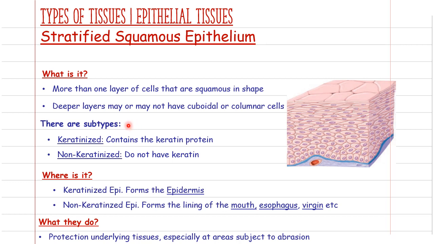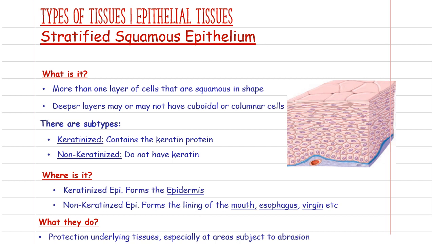Next, these tissues have subtypes, as you can see here. And this subtype is based on the presence of a protein that is known as keratin. So tissues that have the keratin protein, we refer to as the keratinized stratified squamous tissue. Whereas the ones that do not have it, we call the non-keratinized stratified squamous tissue.